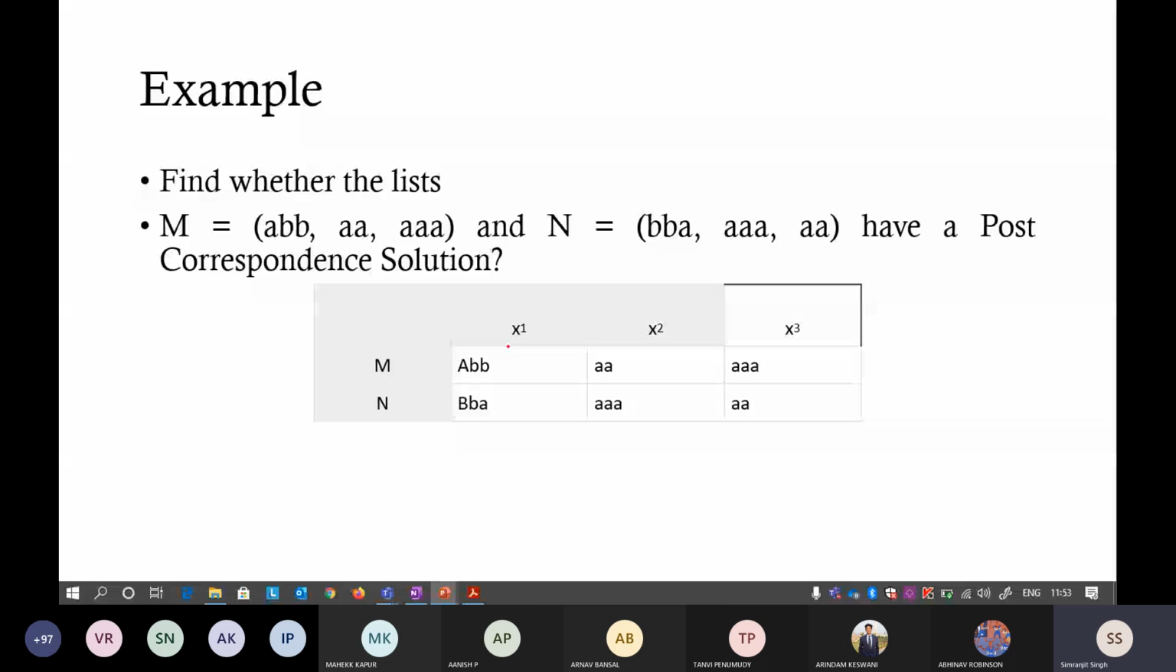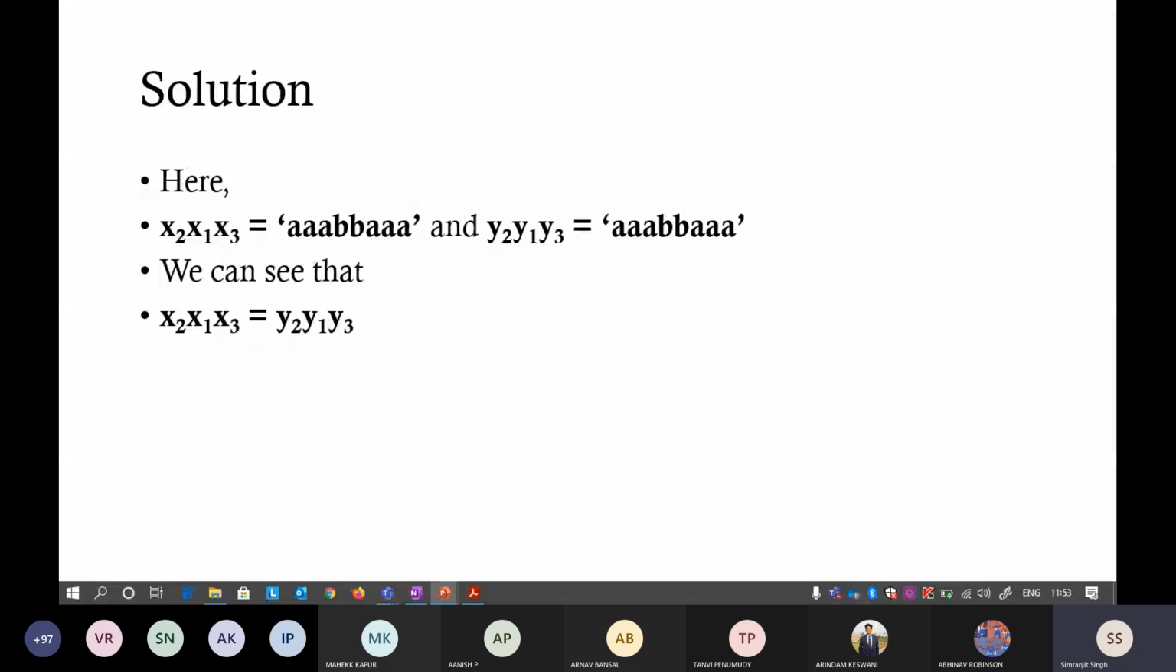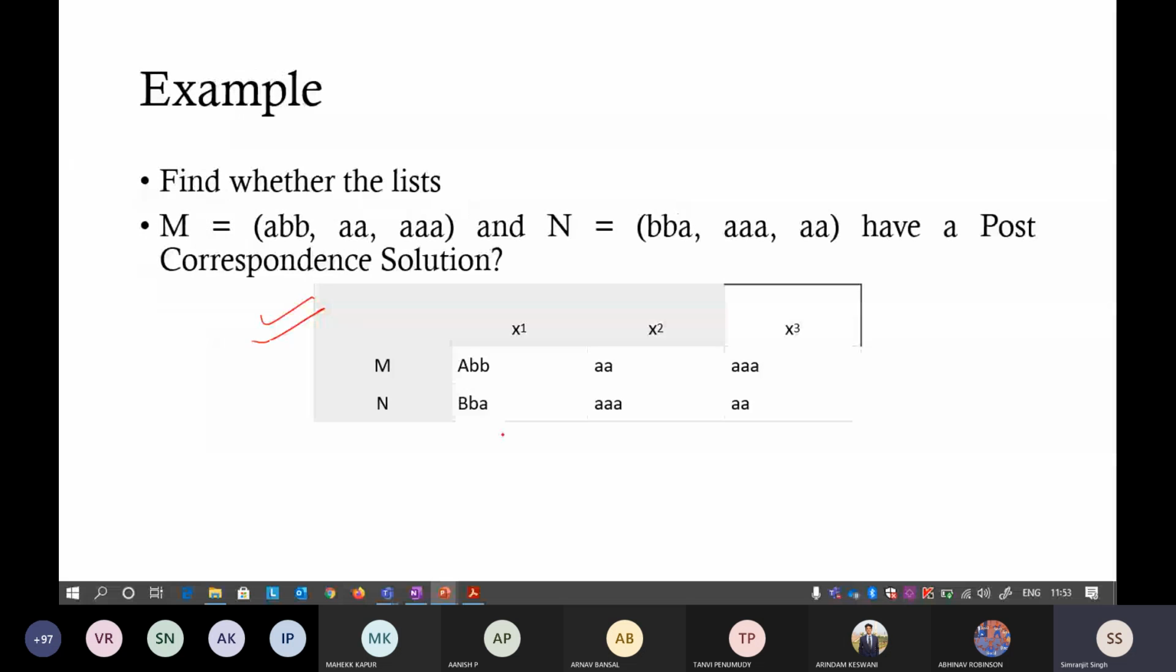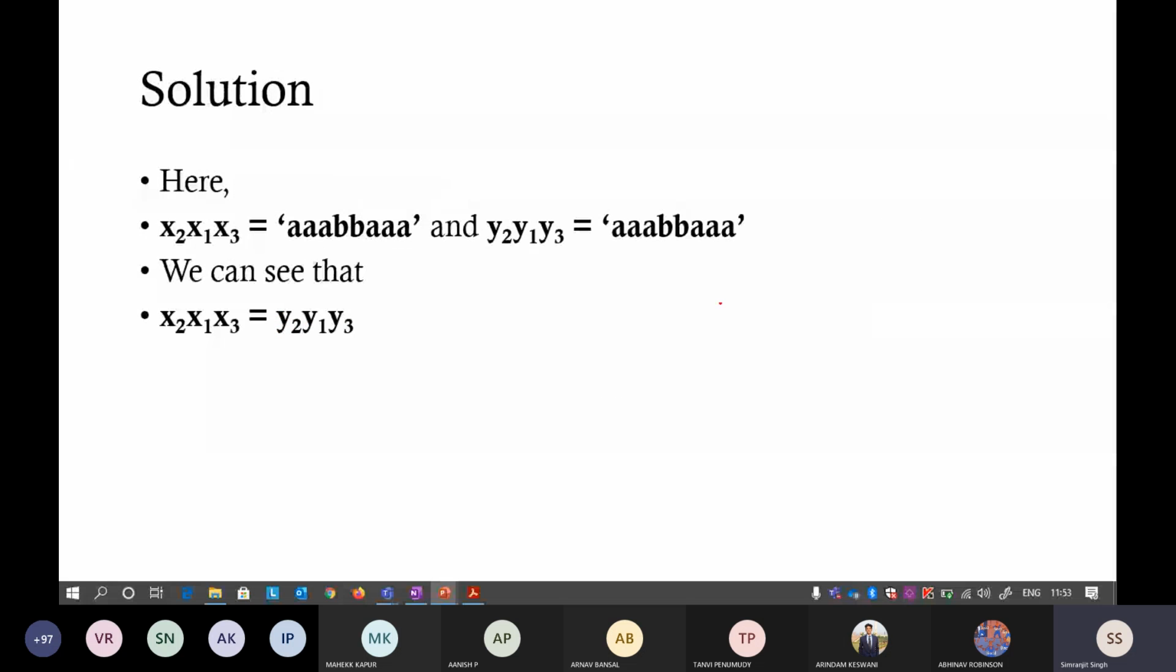I have to arrange the strings in such a way that, if the table is given to us, the strings from x are arranged accordingly. I'll just give you the solution. Actually, I'll take another example. It's a little bit difficult, so I'll take another table.